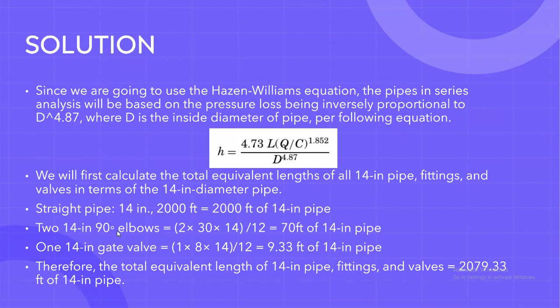2 14-inch 90 degrees elbows, using the L/D ratio of 30, and these two of them, dividing by 12 of course to convert from inches to feet, you get 70 feet of 14-inch pipe. Same applies to one 14-inch gate valve. The L/D ratio is 8. You get 9.33 feet of 14-inch pipe. Therefore, the total equivalent of 14-inch pipe, its fittings and its valves, you get is 2,079.33 feet of 14-inch pipe.